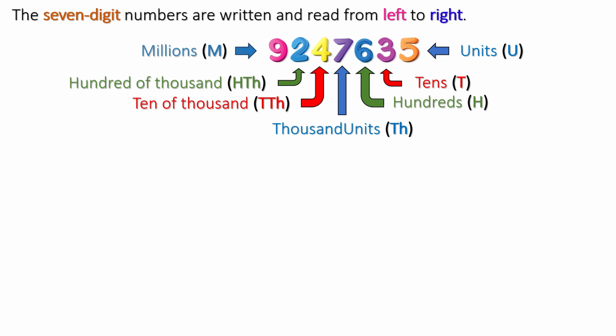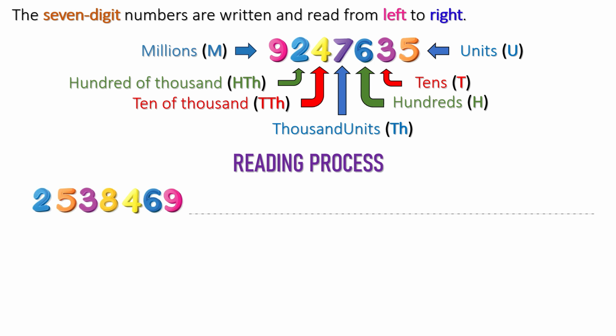Taking these elements into account, the question is, how do you read a 7-digit number? To describe the process, we will use the following number as an example. Then, we will begin by separating, from right to left, the first 3 digits that correspond to the units group. We continue by separating the next 3 digits that correspond to the thousands group, and finally, the next group that corresponds to the millions.